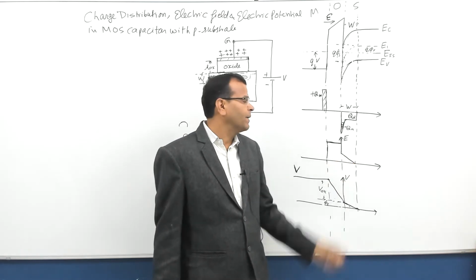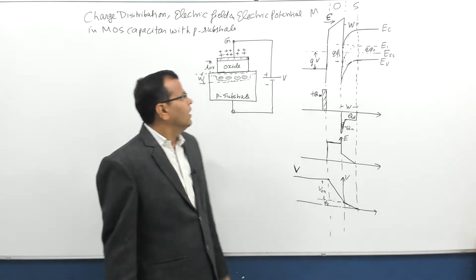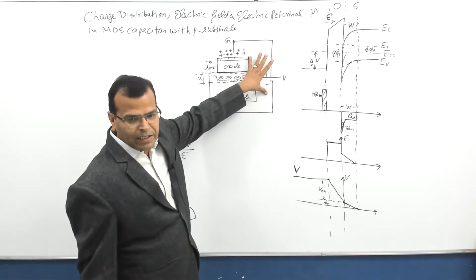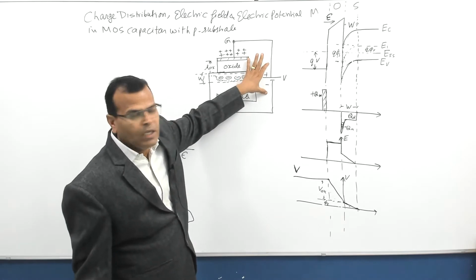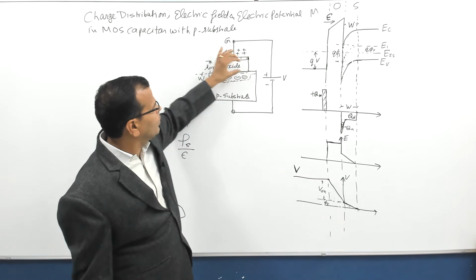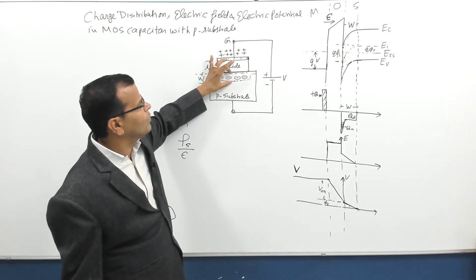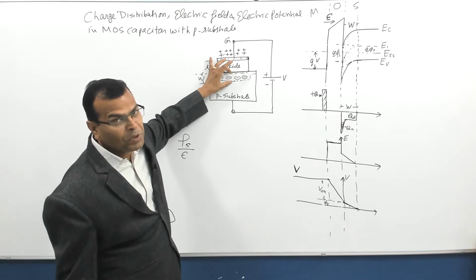Fine. Now, if you talk about the potential, we will see, just visualize this circuit. Total voltage is V. That voltage will be dropping across this. So some part of this voltage drops across the oxide layer. The second part of this voltage drops across the depletion layer.